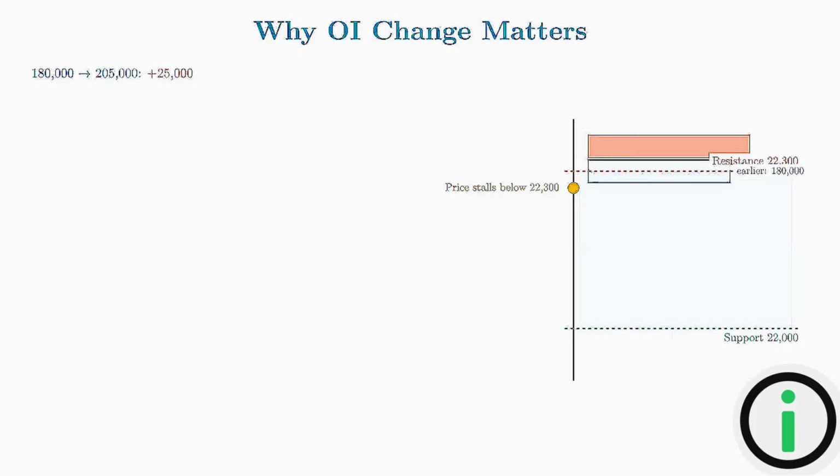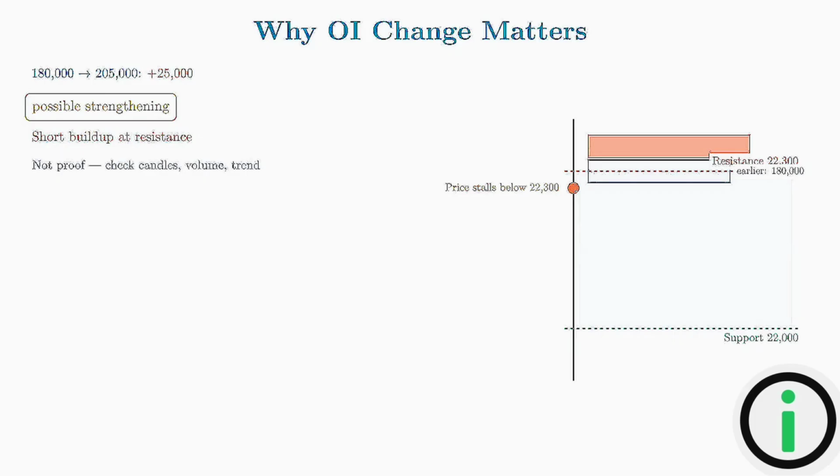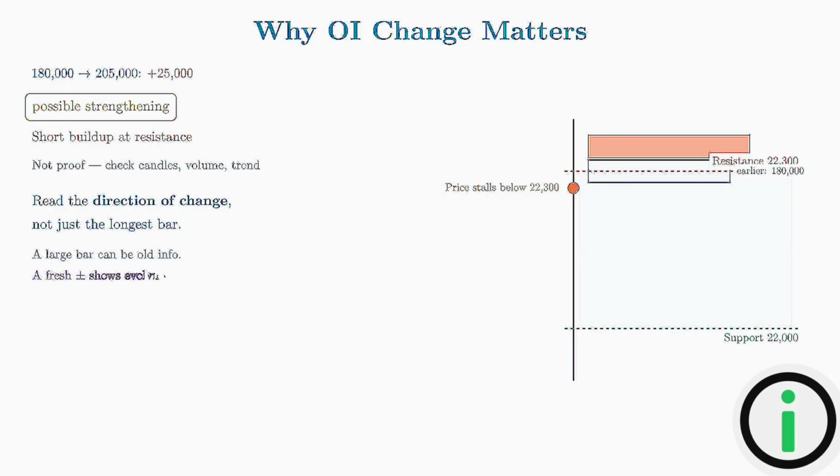Price is not advancing and call OI is building. That combination suggests call writers are adding conviction, so resistance may be strengthening. This is often described as short buildup at the resistance area. It still is not proof. Check candles, volume, and the broader trend. The important habit is to read the direction of change, not just admire the longest bar. A large bar can be old information. A fresh increase or decrease tells us how positioning may be evolving during the session.